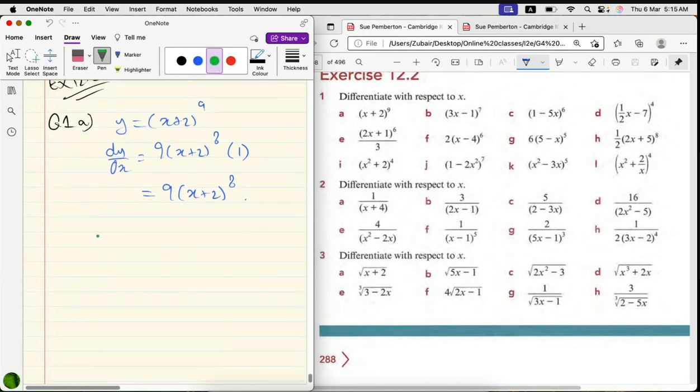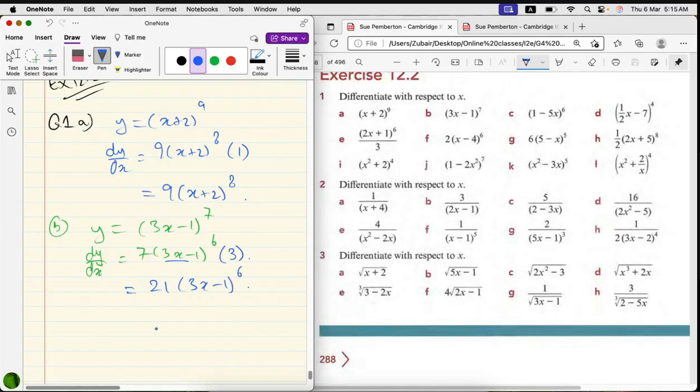See B part. 3x minus 1 raised to power 7. dy by dx is equal to power comes down, and with the differentiation of whatever is inside we multiply, and after simplification, 21 into (3x minus 1) raised to power 6. You getting it?